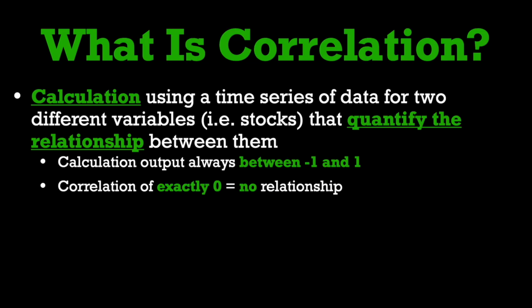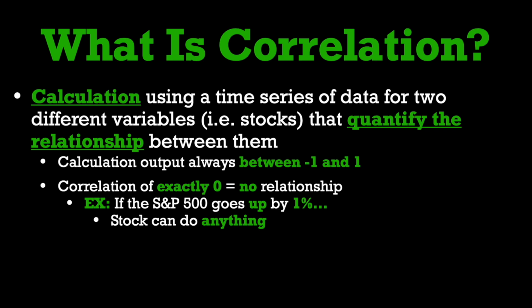And then finally, if you get a correlation of exactly 0, that means there is no relationship between those two things whatsoever. So again, if the S&Ps go up by 1%, then some stock with a correlation of 0 can do whatever it wants. It can also go up by 1%.